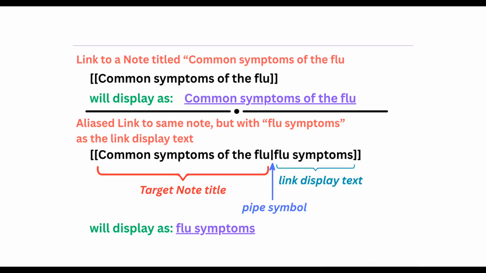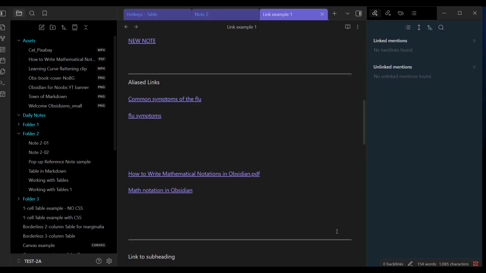And I'll demonstrate that now. Okay, I'm back in my vault. I've created the link for common symptoms of the flu. I'll show you the structure. It's what we know: 2 pairs of open and closed brackets. The title of the target node is in between.